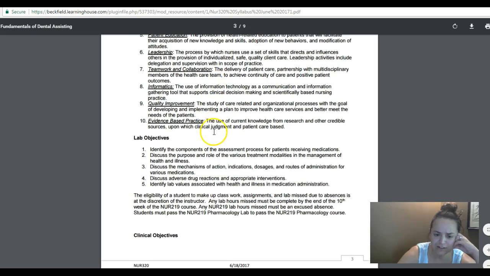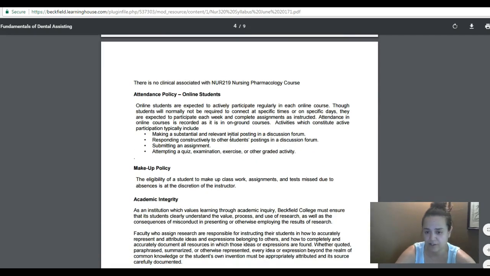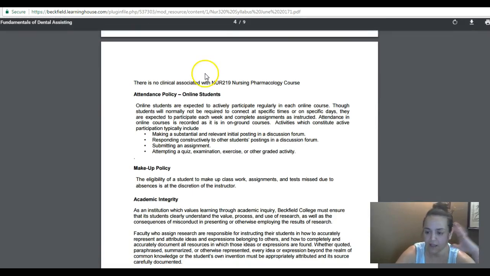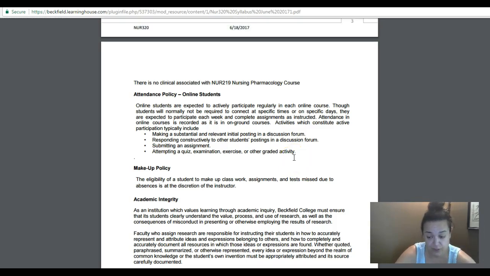Here are the nursing core values. We don't have a lab, so you don't have to worry about that. Attendance: you have to trigger on time. You have to trigger Thursday by 11:59 p.m. If you don't, you're considered absent for the week. Now, you'll still turn in your discussion board. You'll lose points for lateness, but you'll still get points.